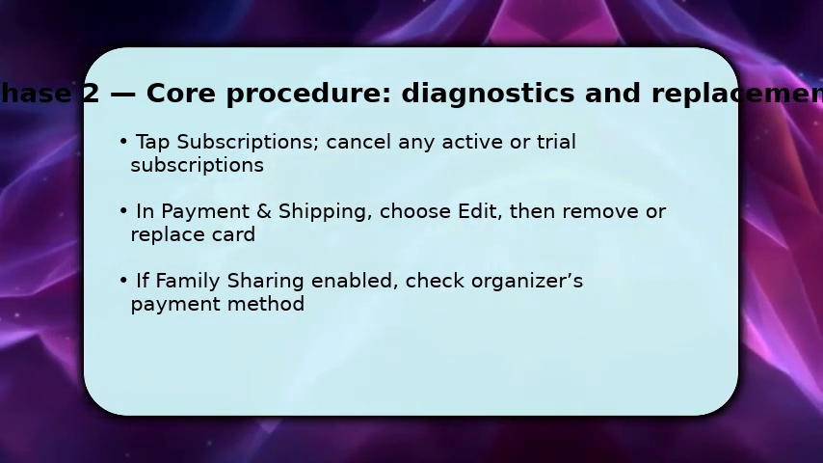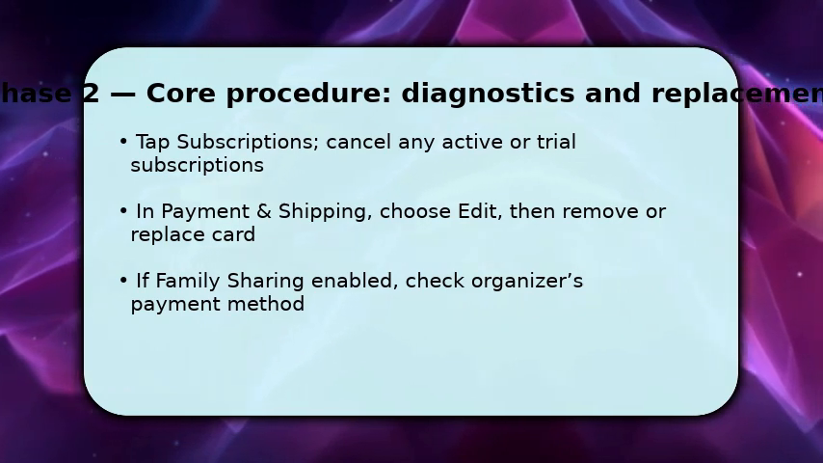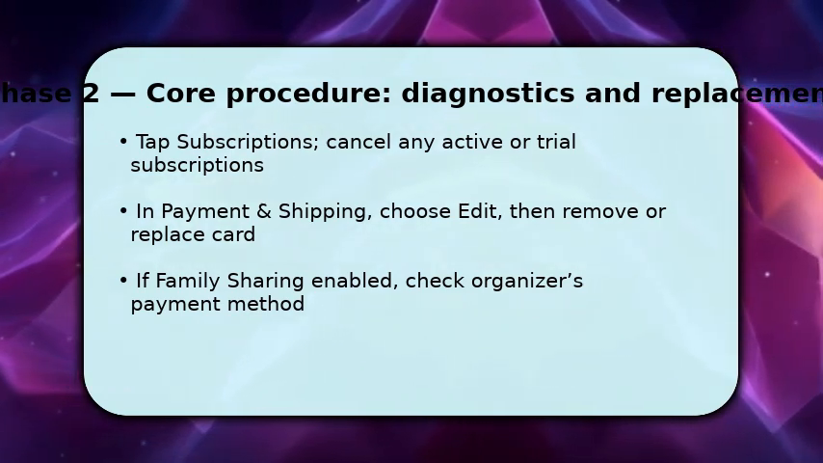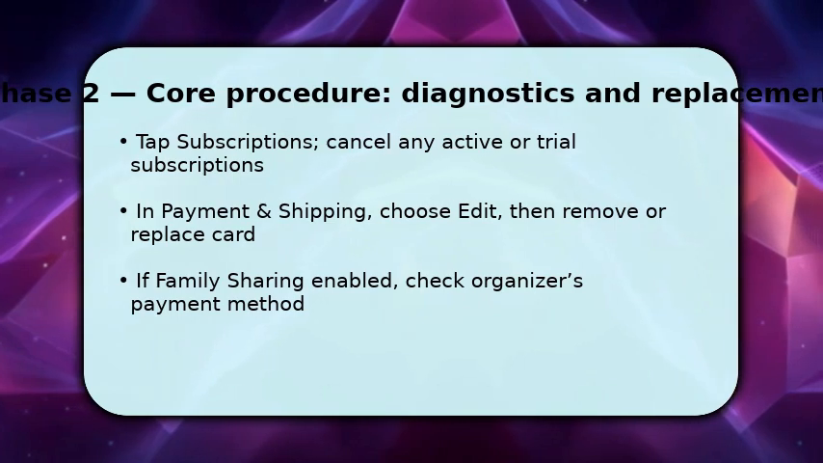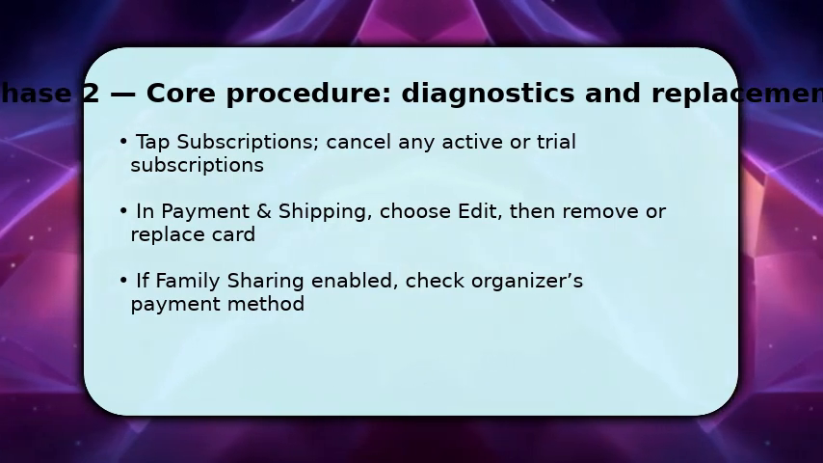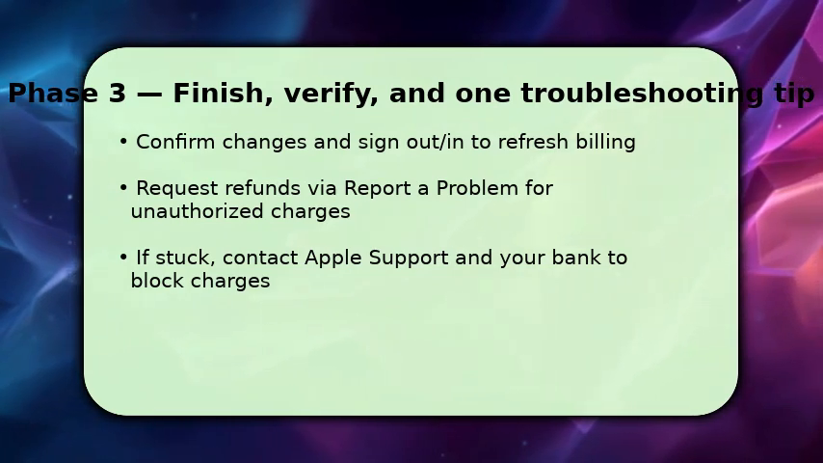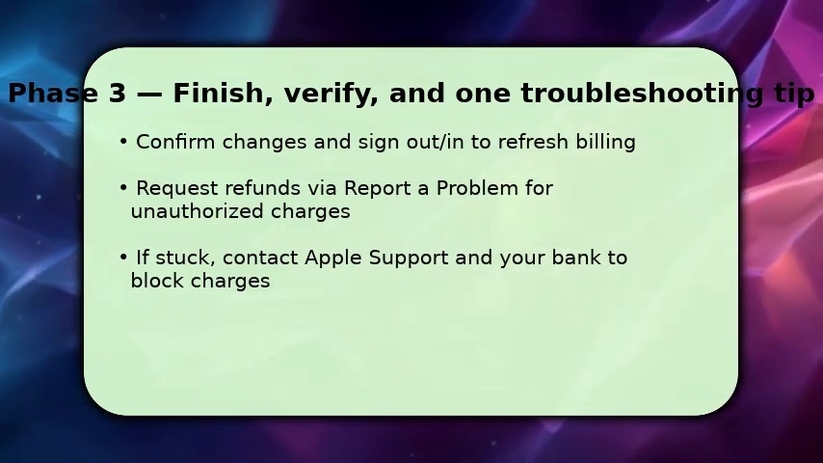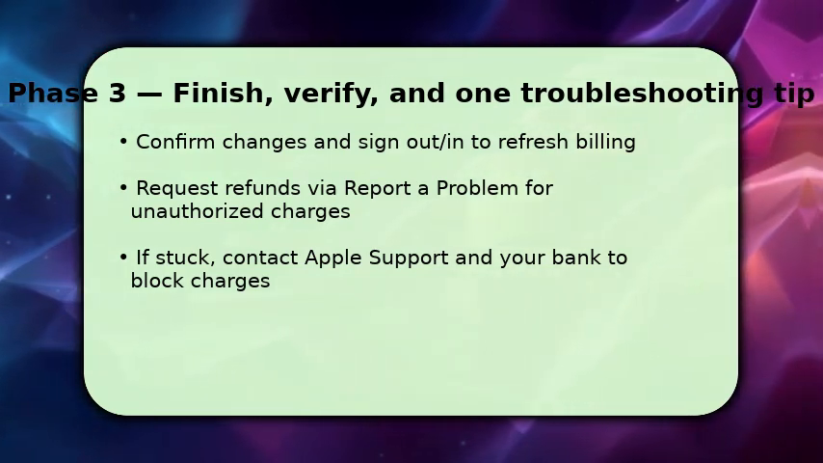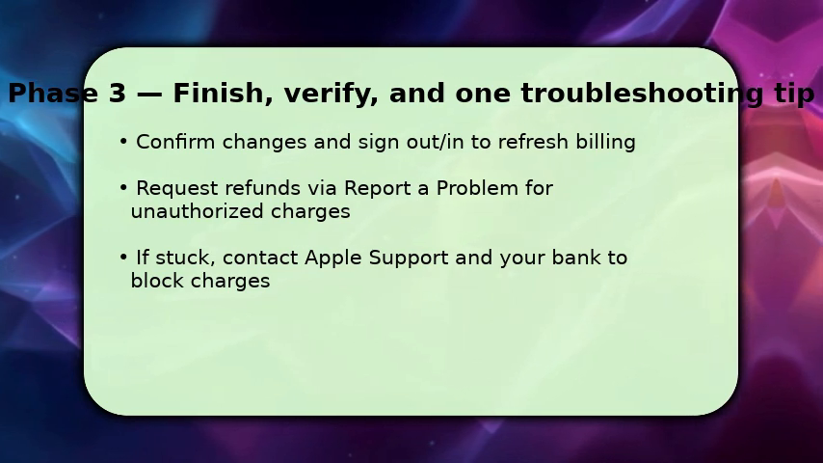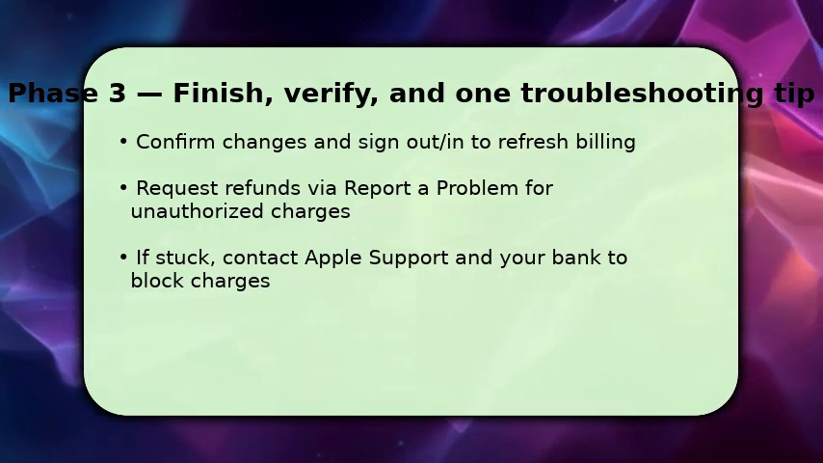If you use family sharing, make sure the organizer's card is updated or removed too, because family purchases bill to the organizer's payment method. Finish by confirming edits and signing out, then back in to force Apple's servers to refresh your billing status. If you see recent unauthorized or recurring charges, use Report a Problem to request a refund.